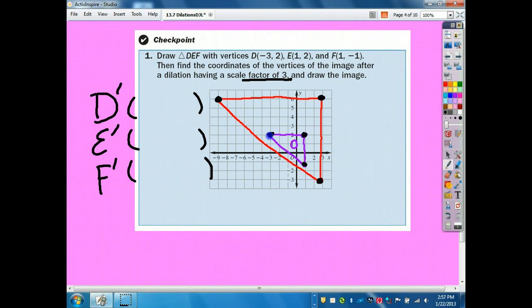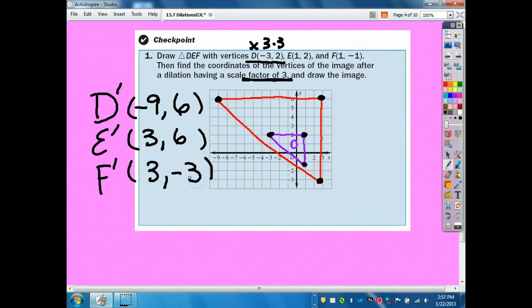All right, now we've got our original on here. Now we need our new scale factor. They want to enlarge it, so we're going to multiply it by 3. So my new D now becomes what? I have to multiply each one by 3. What do I get? Negative 9 and 6. Perfect. How about my E? 3 and 6. And now take each one of these times 3 and I get 3 and negative 3. There are our new coordinate points for our dilation, our enlargement. So put that on there and it'll be right here.